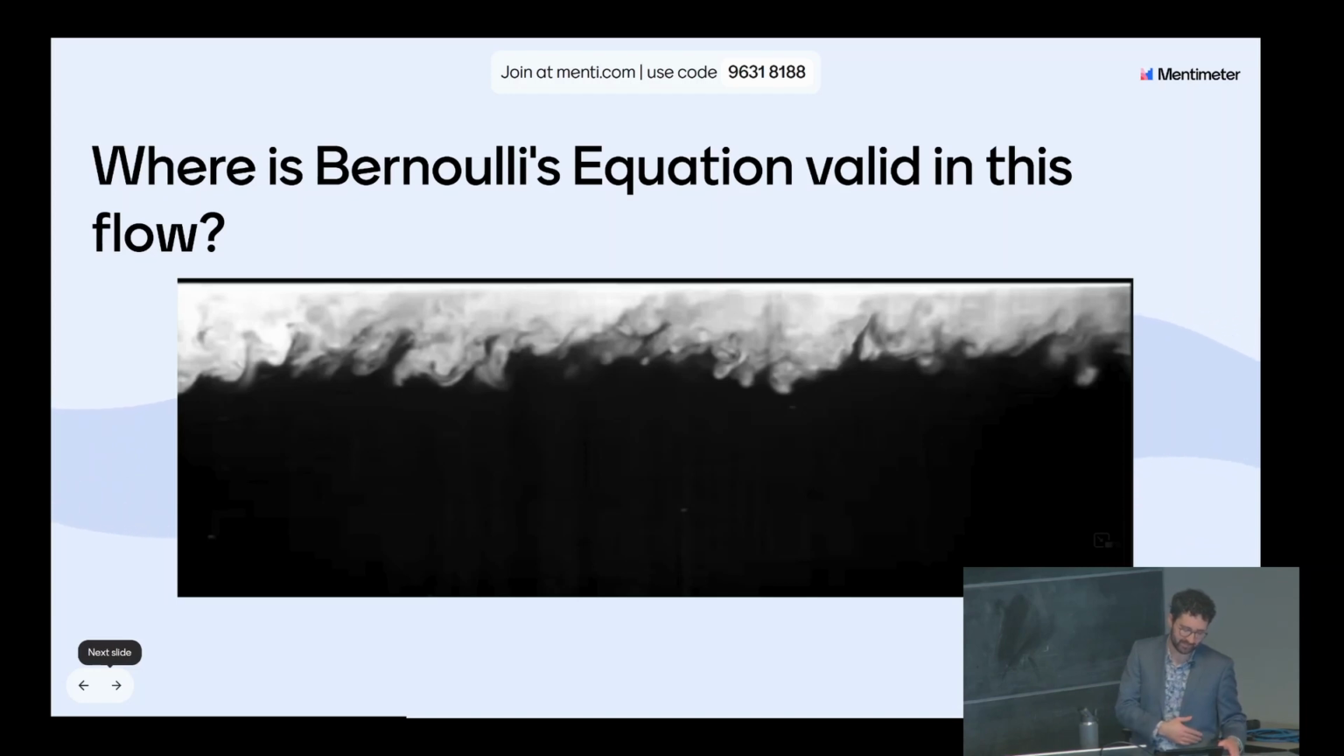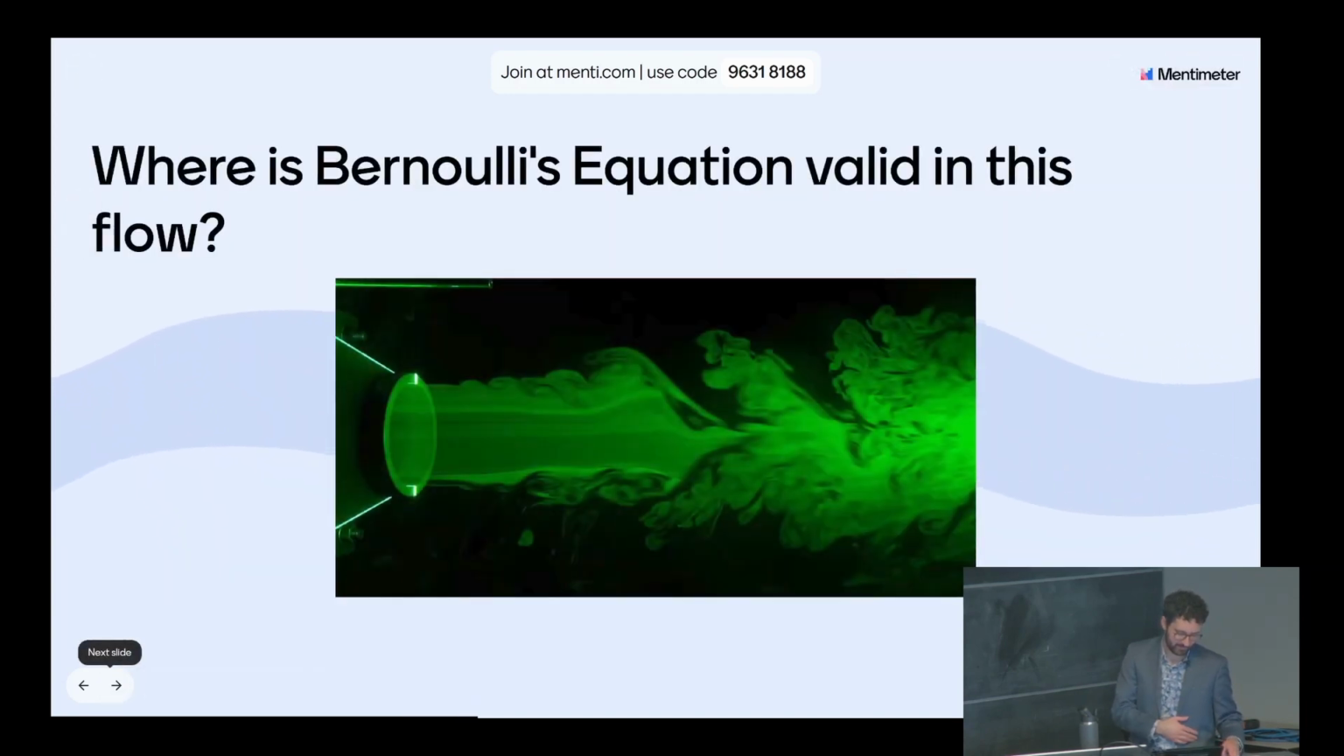I'm going to skip this one because this is just the boundary layer thing we did before. So what about this flow?